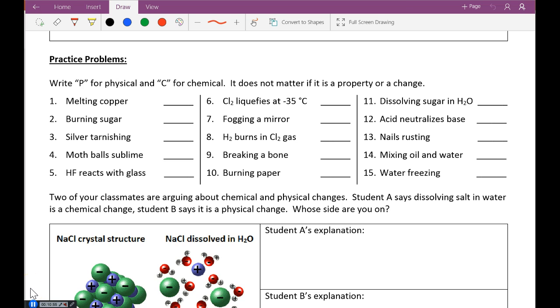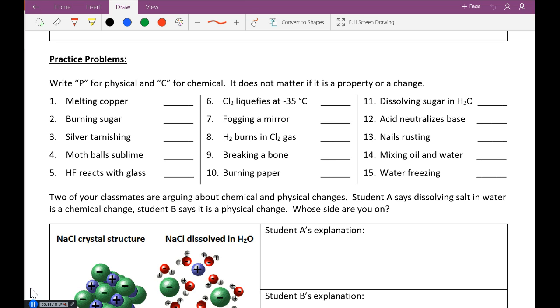So I want to switch gears and look at a couple of practice problems. If you haven't tried any of these problems yet, why don't you pause the video for a minute and see if you can take care of questions 1 through 5. What I'd like you to do is read the change and classify it as P for physical or C for chemical.